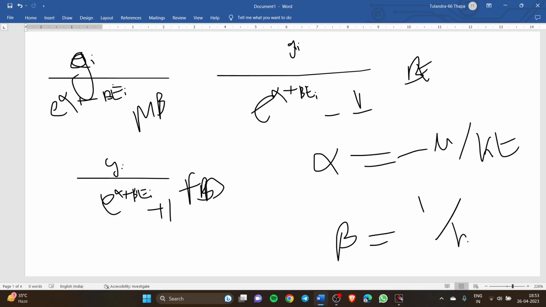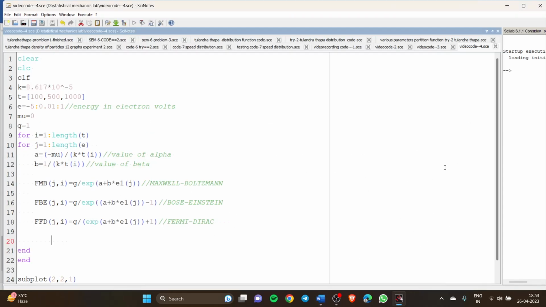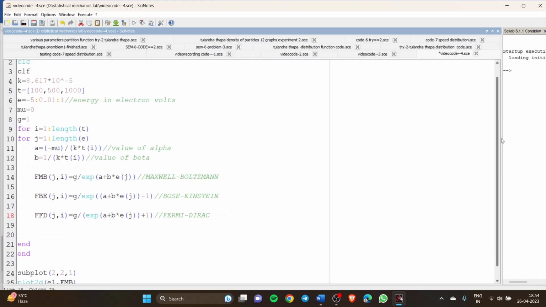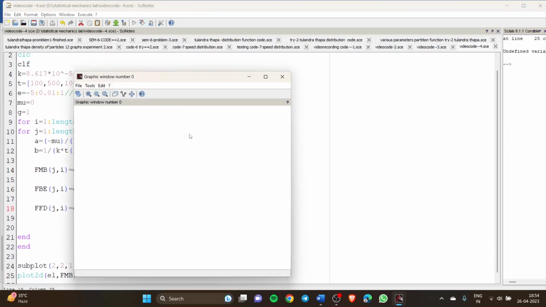1 upon kT. So simply we have to put the values and we will get the result. This is alpha's value, minus mu upon k T i, and this is beta's value, 1 upon k T i. T i means the temperature is changing, and FMB j comma i means the distribution function for Maxwell Boltzmann, exponential of alpha plus beta into e, sorry, here we have taken E. We have taken g's value as 1, so it should simply work.